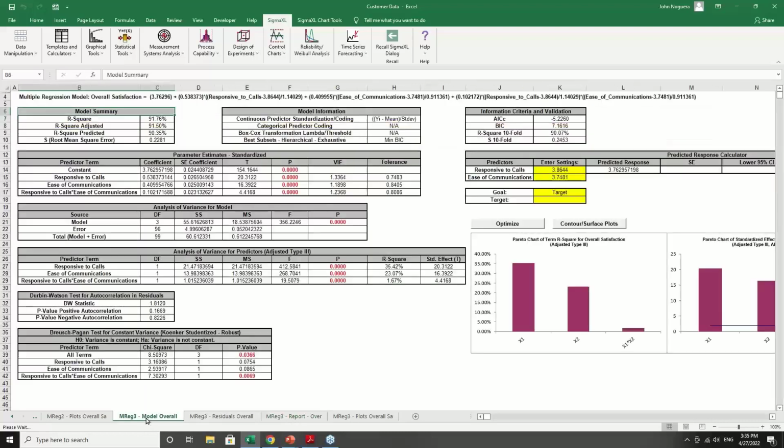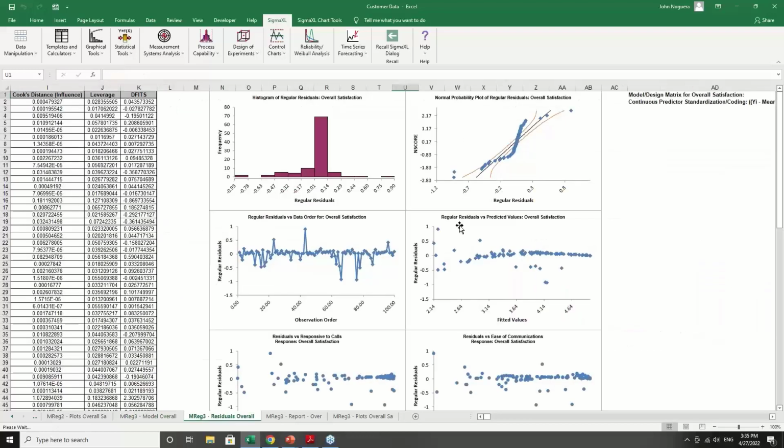And you can look at the model overall. All the p-values are significant. We have a good R-square, good R-square adjusted, good R-square predicted, good R-square k-fold. All right, so everything looks great. So when we look at the residuals, we see these are not normal. And maybe we might be able to improve the model further.